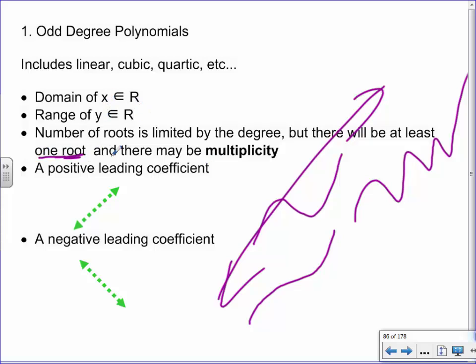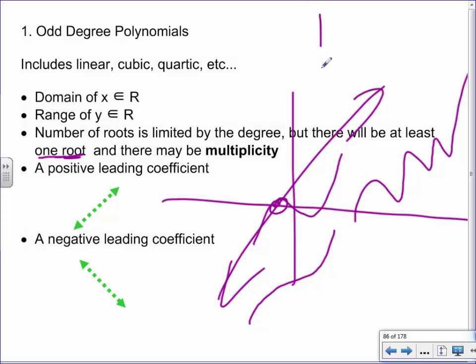Here's another thing. There has to be one root. At least one root. I guarantee it. Why does there have to be one root for all these things? Why can't there be 0? Because it has to cross the line, right? Like if I drew a grid on this thing here, it has to cross the axis at some point, right? So I guarantee you there is at least one intercept here as a root.